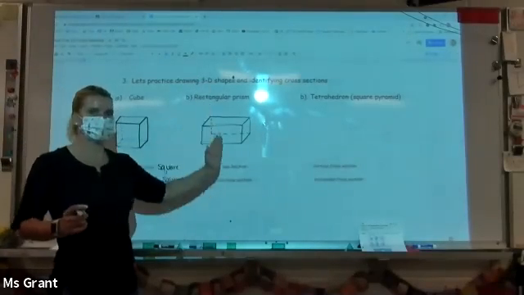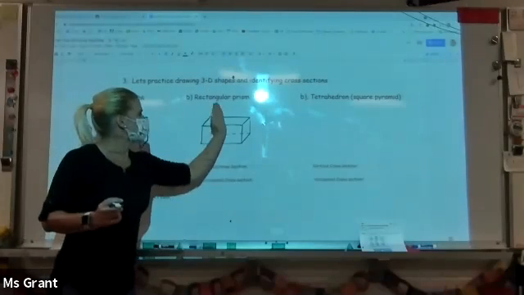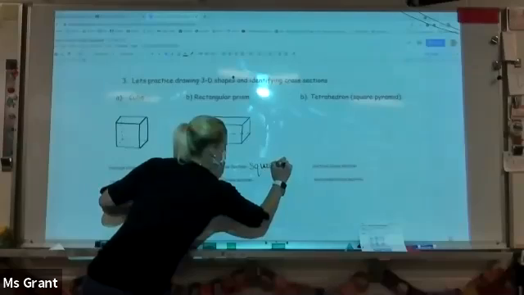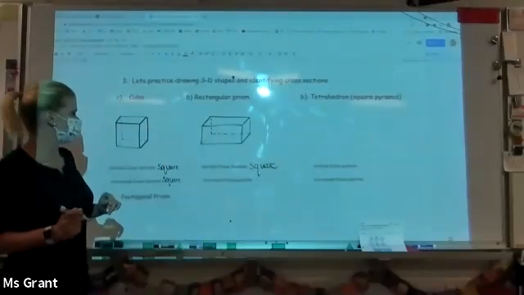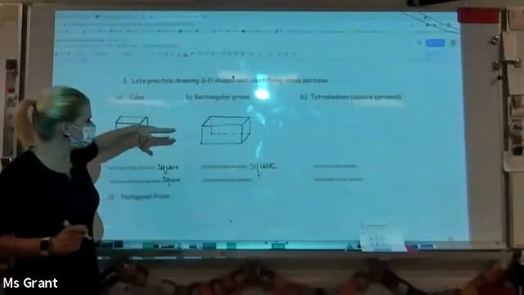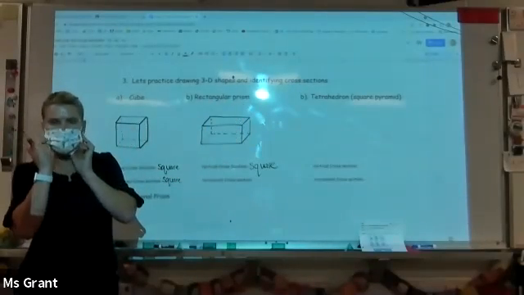Vertically, the cross section would be a square. Do you see that? Vertically cutting through, I would have a square. However, horizontally would be what shape? Someone tell me. Rectangle.